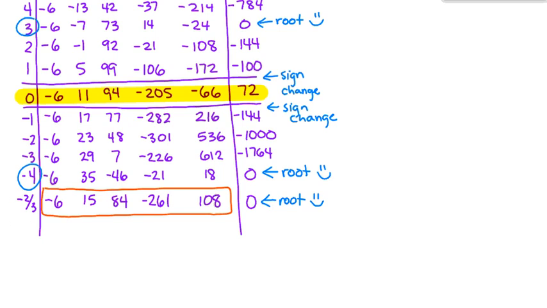So take a different root, like negative 4, divide it into this roots row. Do that over off to the side. Negative 4 divided into negative 6, 15, 84, negative 261, 108.